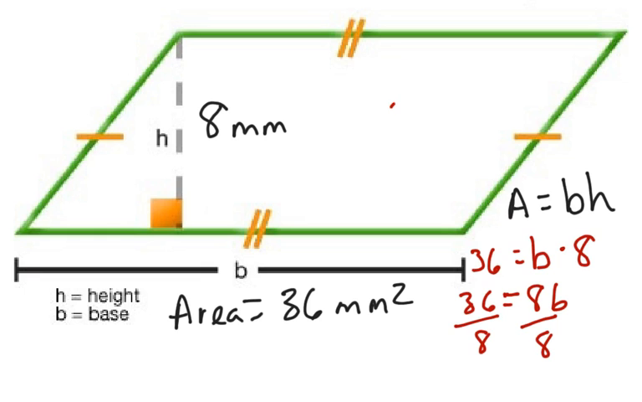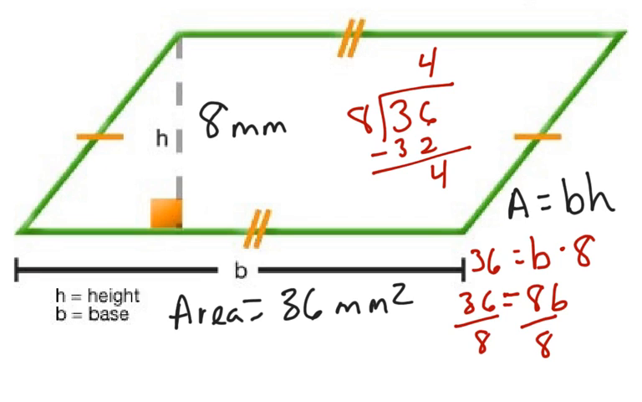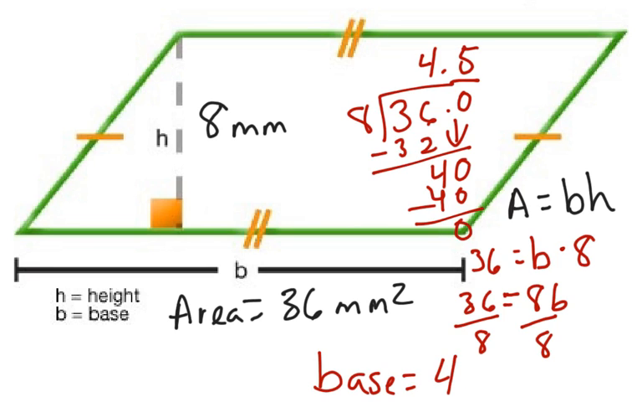So when we divide 36 divided by 8, 8 can go into 36 4 times. 4 times 8 is 32. Subtract, we have 4. So we have a decimal, or you could make it a fraction, but I'm going to make it a decimal in this case. 8 can go into 40, because we have to add the 0, 5 times. That goes in evenly, which brings us to a base of 4.5 or 4 5/10 millimeters.